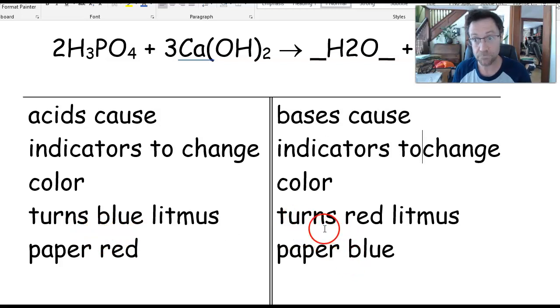All right, so bases turn it blue. With me, go. Bases turn it blue. That's something I do for you to help you remember.